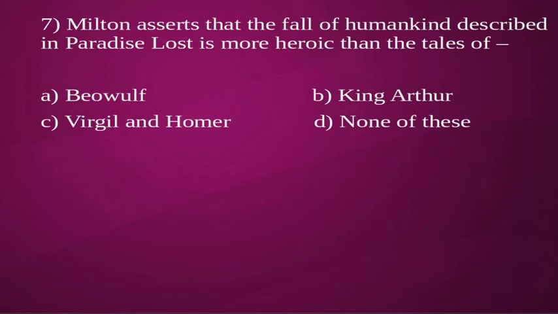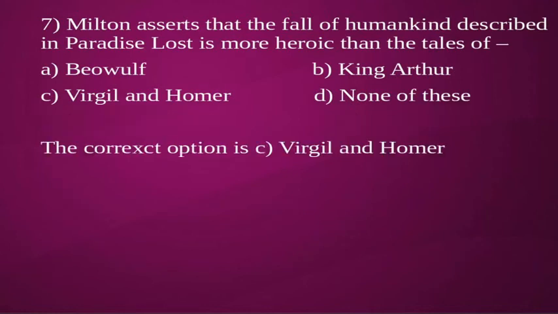Question number 7 is, Milton asserts that the fall of humankind described in Paradise Lost is more heroic than the tales of Option A, Beowulf. Option B, King Arthur. Option C, Virgil and Homer. Option D, none of these. The correct option is C, Virgil and Homer.